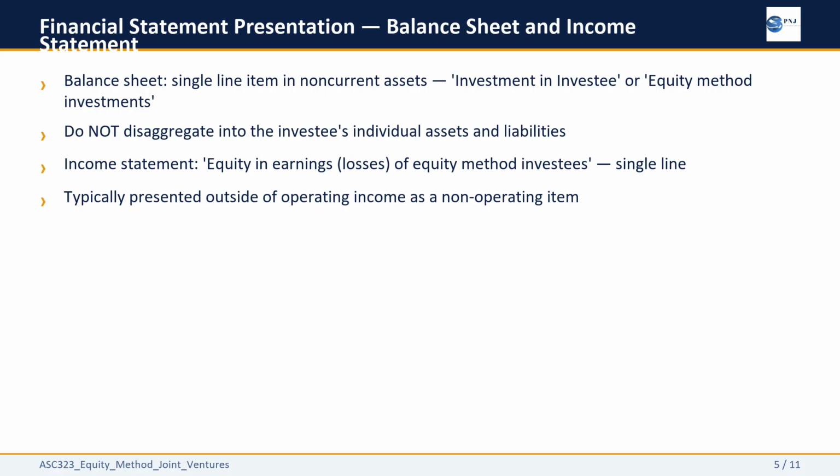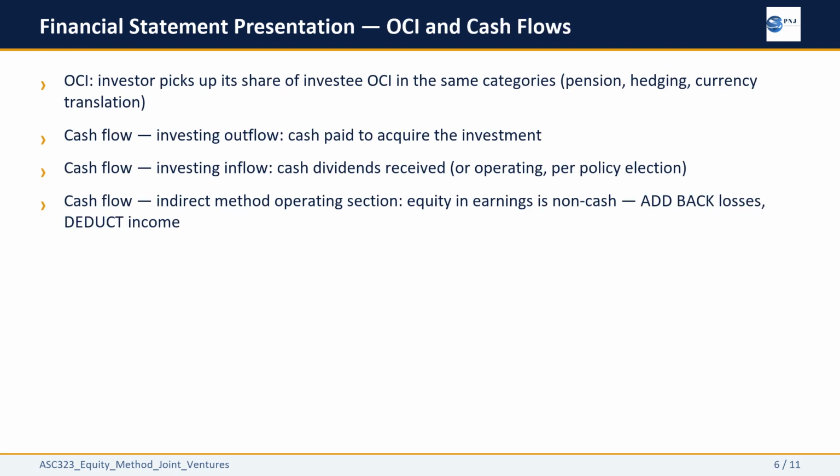Let us move to other comprehensive income and the cash flow statement. In the other comprehensive income section, you report your proportionate share of the investee's other comprehensive income items in the same categories the investee uses: pension corridor adjustments, cash flow hedge gains and losses, and currency translation adjustments. On the cash flow statement, the initial acquisition is an investing outflow. Dividends received are typically an investing inflow, though companies may classify them as operating under a policy election.